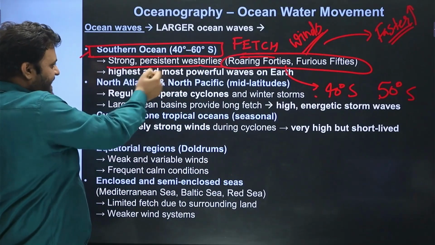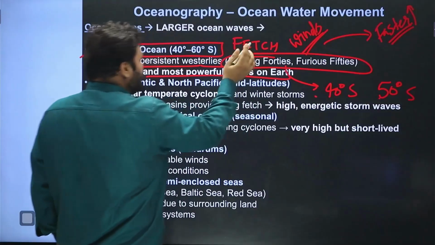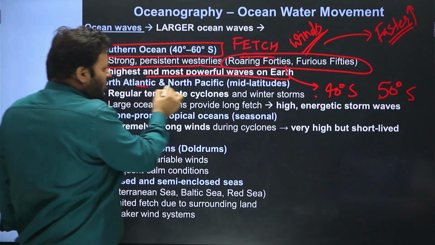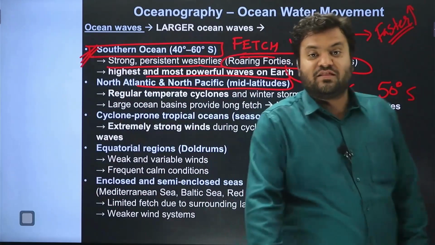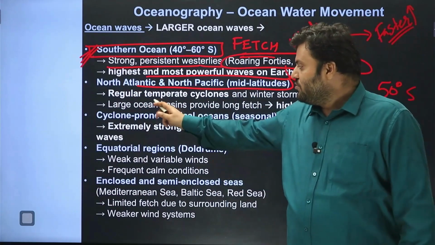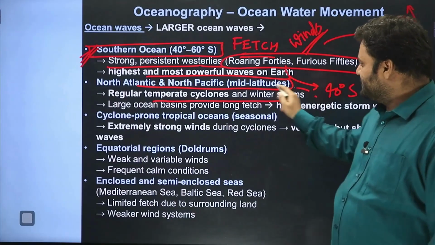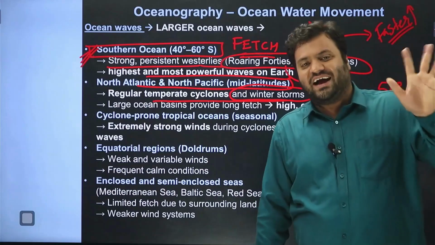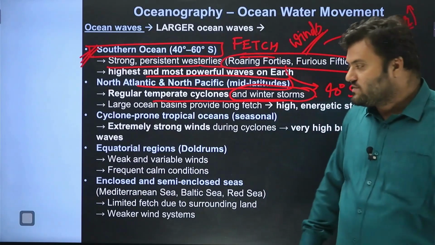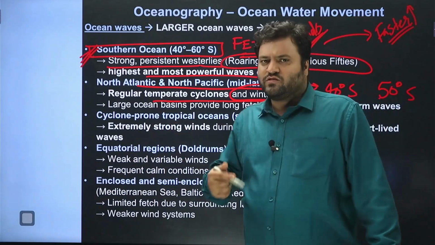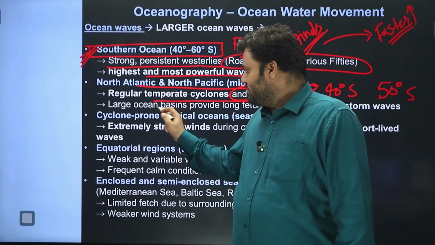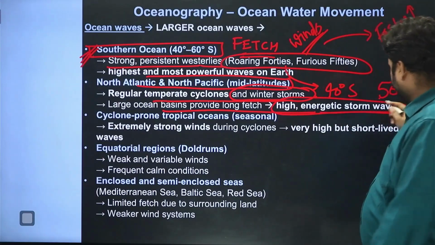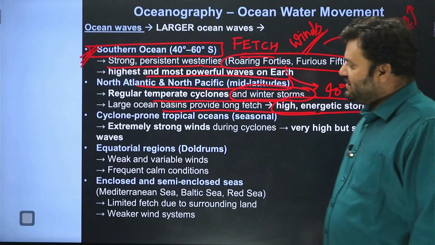The highest and most powerful waves on the earth would be in the North Atlantic and North Pacific, specifically in the mid latitude region. Here you have regular temperate cyclones, and these regular temperate cyclones and winter storms will result in some sort of raised water that would result in mid-level ocean waves. Large ocean basins are there, and they provide highly energetic storms, specifically in the Atlantic.